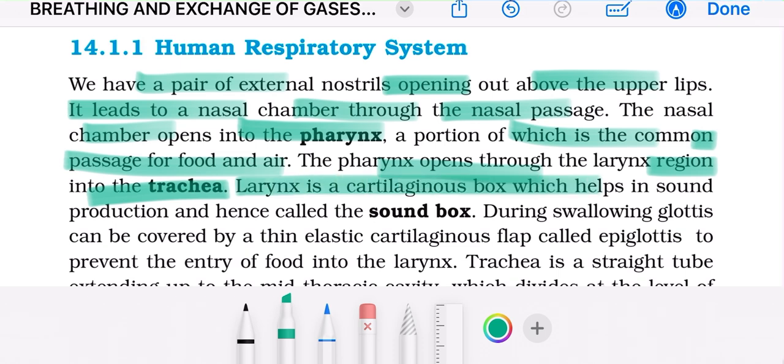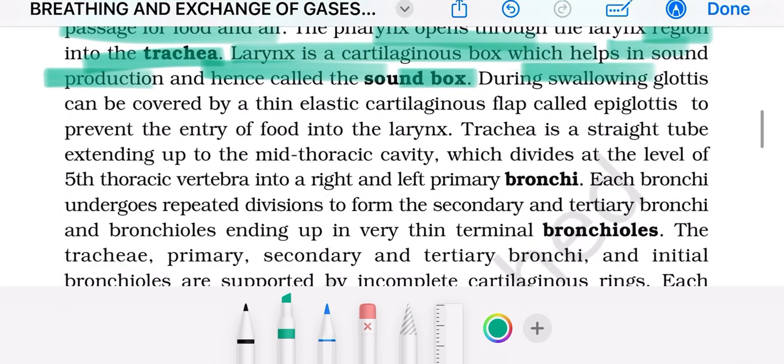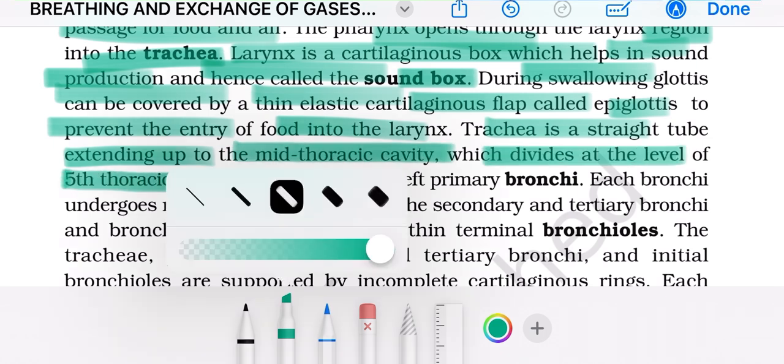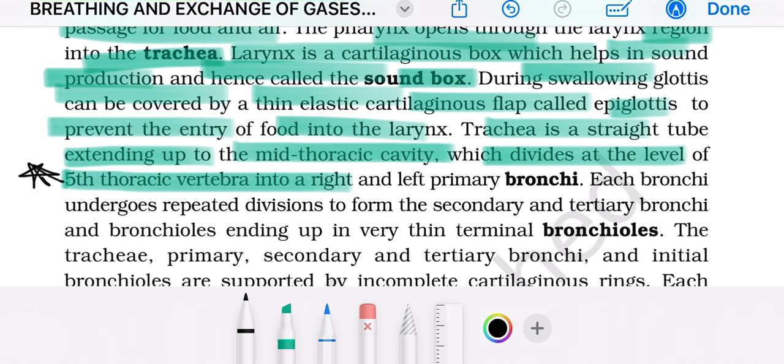Larynx is a cartilaginous box which helps in sound production and hence is called the sound box. During swallowing, the glottis can be covered by a thin elastic cartilaginous flap called epiglottis to prevent the entry of food into the larynx. Trachea is a straight tube extending up to the mid-thoracic cavity, which divides at the level of the fifth thoracic vertebra into right and left primary bronchi.